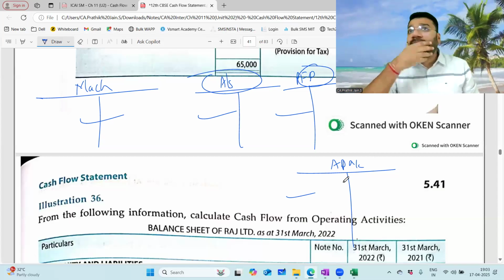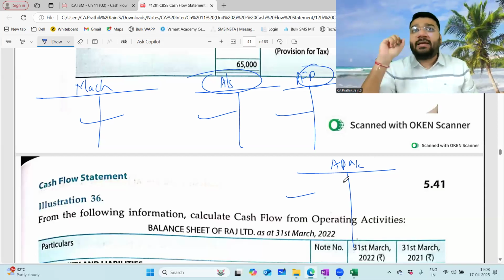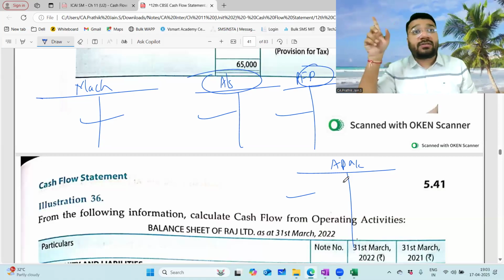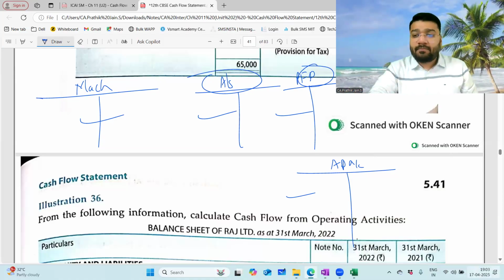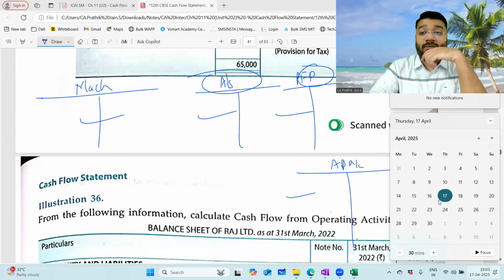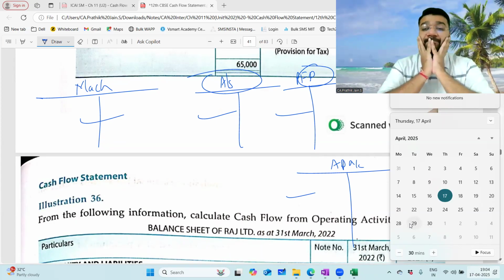So maybe for the direct method we need 1 class, which could be not Tuesday. Tuesday will take this only. Thursday, Saturday is required for the indirect method complicated questions. Sunday, direct method, and again next Tuesday, direct method. So max to max, by next to next Tuesday, you should be done with this topic. What will be that date? It will become the 29th of April. Oh my God, this is too much.